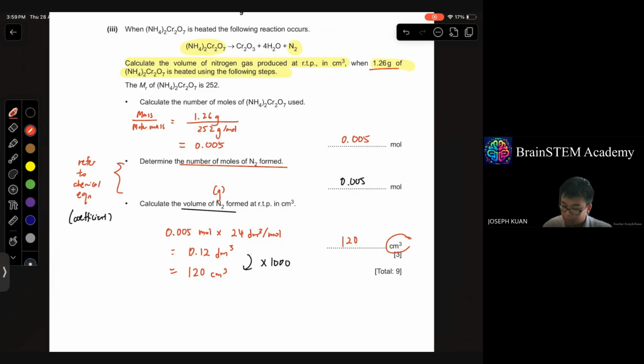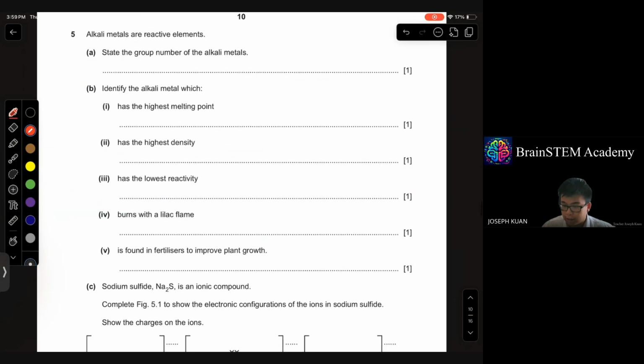Next question. Alkali metals are reactive elements. State the group number of alkali metals. Now, they are group 1. Now, identify the alkali metal which has the highest melting point. Well, going down group 1, melting point actually decreases. So the first alkali metal, which is lithium, has the highest melting point.